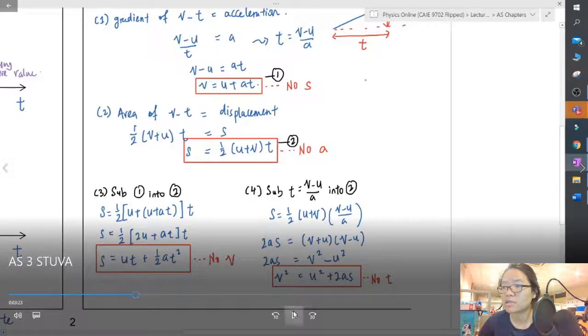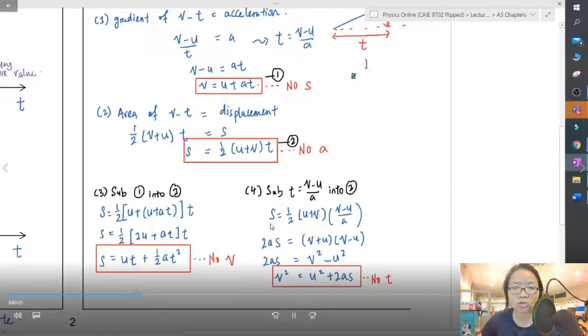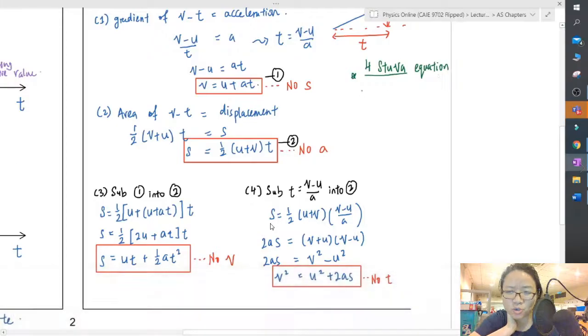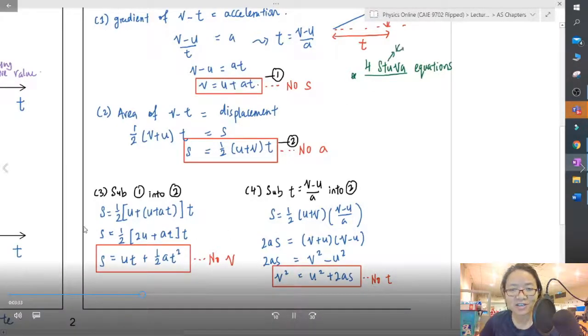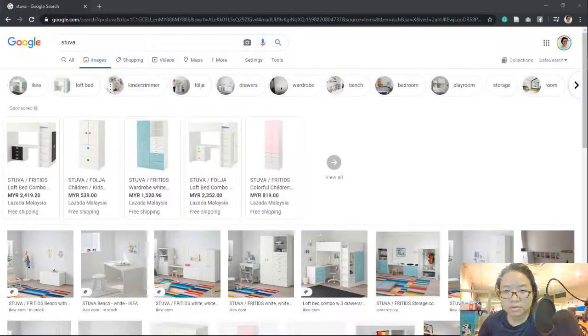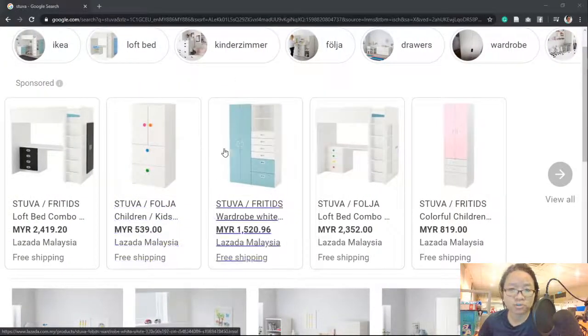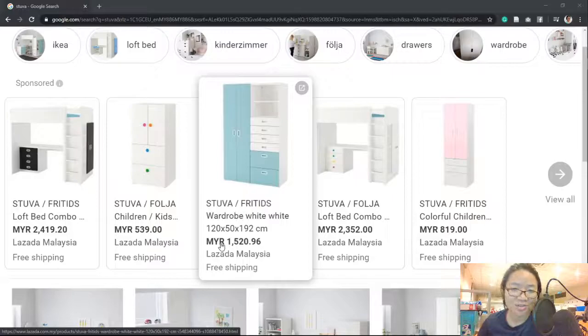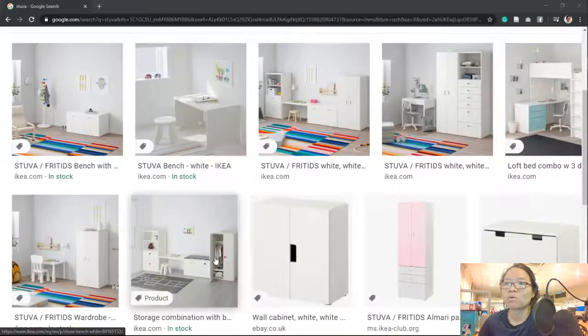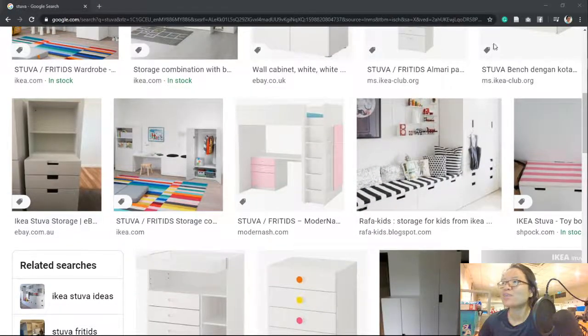All right, so when we continue, there are a few things to note. This four, I like to call the STUVA equation because STUVA is a bookshelf in IKEA. You think I joke, but it is not. This is the STUVA bookshelf. In fact, if you watch the Try Guys, they tried to build one before without the manual. It is a LMAO. Okay, so STUVA.